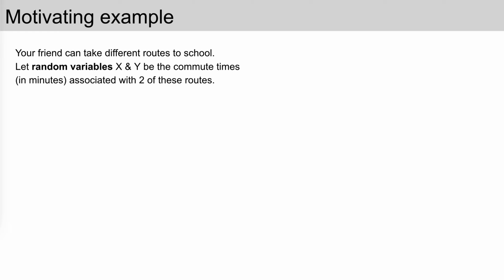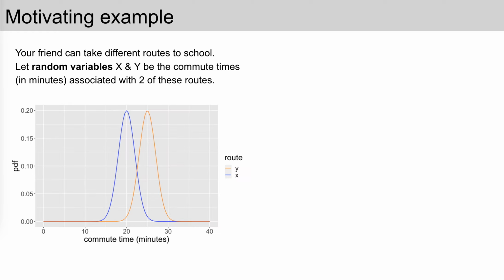Consider the following example. Suppose that your friend can take different routes to school, and let x and y be the commute times in minutes associated with two of these routes. Since commute times can vary from day to day, x and y are random variables. The probability density functions, or PDFs, describing these variables are plotted here. Now take some time to pause your video, examine the PDFs, and ask yourself, which route would you pick?